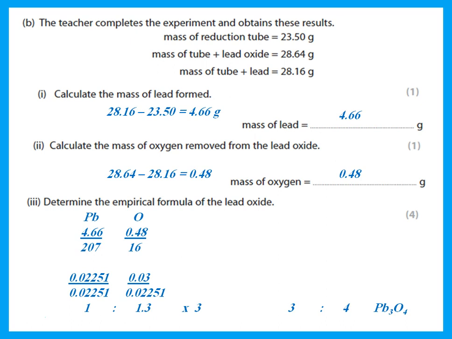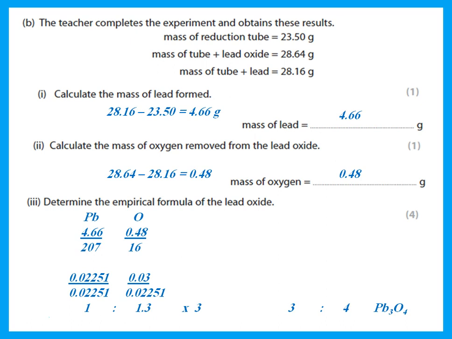So if you multiply the 1.3 by 3, you get 4, but you have to multiply all through by 3. So that means my ratio is, instead of 1 to 1.3, it is 3 to 4. Please do not regard it as 1 to 1. This is the common mistake that most students make. If it comes out 1.3, you multiply through by 3, that makes it 3 to 4. And that means my empirical formula is Pb3O4.